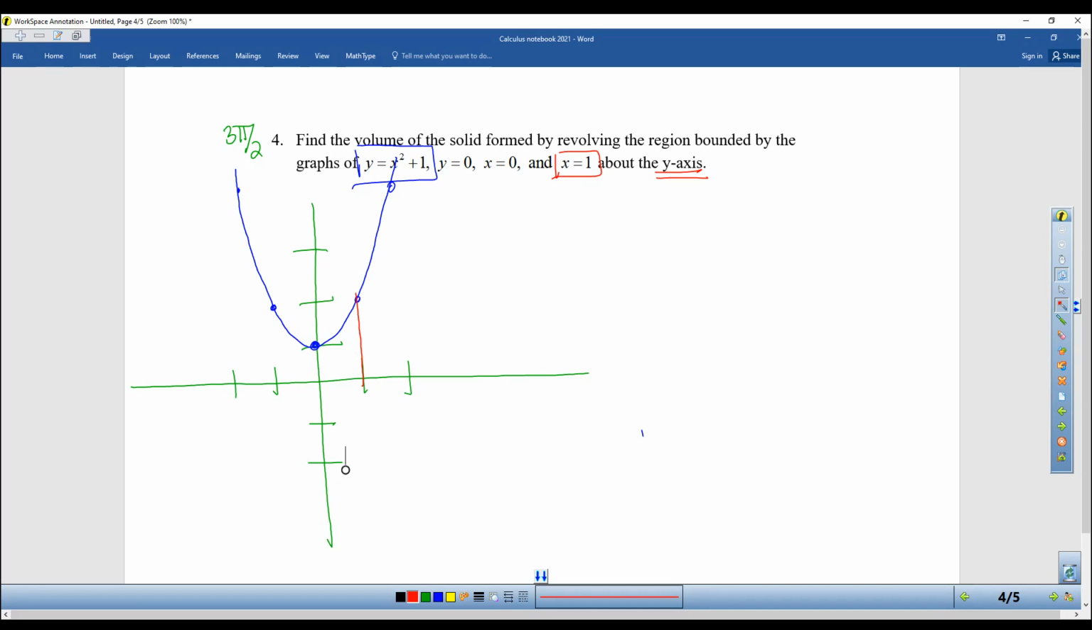And at x is equal to 0, that's right here. And y is equal to 0 is right here. So they've really marked off a very specific region, which is this one. And now they want that to go around the y-axis. So what shape is that going to make? As this line comes around, what are you going to see? You're actually just going to see a cylinder. It's going to look just like that.